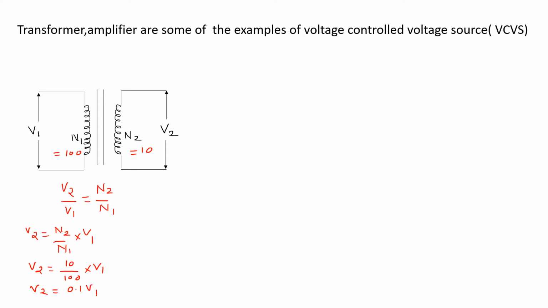Now from this we can say V2 depends on V1 by the factor 0.1. So this is acting as a voltage controlled voltage source, and it is shown by a symbol like this. So 0.1 is your k and V2 is your output voltage. I can write it here as V2 equal to 0.1 V1. So V2 depends on V1, and the transformer is treated as a voltage controlled voltage source.